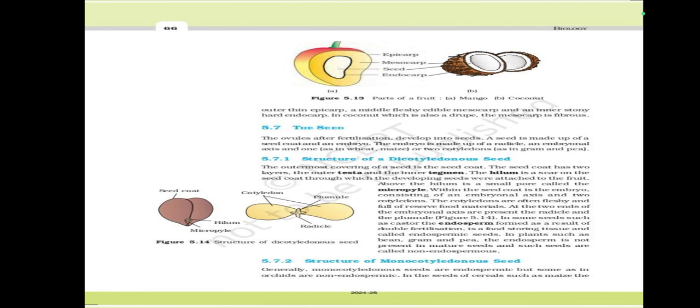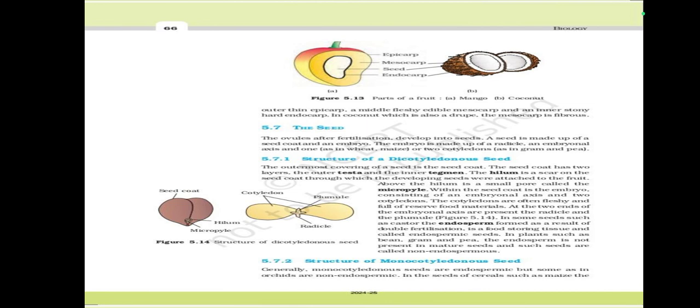Within the seed coat is the embryo, consisting of an embryonal axis and two cotyledons. The cotyledons are often fleshy and full of reserve food materials. At the two ends of the embryonal axis are present the radicle and the plumule, which is shown in figure 5.14, structure of dicotyledonous seeds.